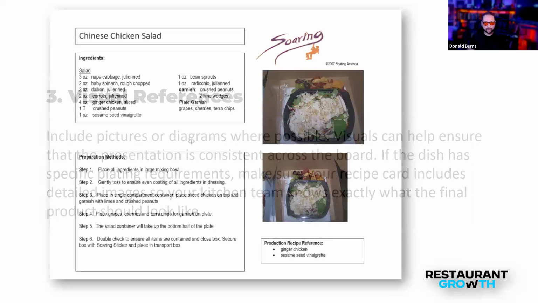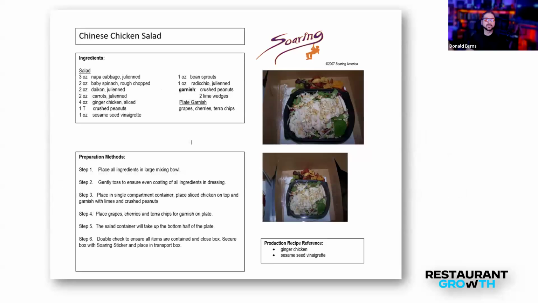Here's a great example of a plate spec, and this is included in the Food Cost Bootcamp. In the Food Cost Bootcamp, I'll give you all these templates. So this is what we call a plate spec. Basically it has the name of the item, has the ingredients on there. It also has the step-by-step preparation method. And then it goes even one step further and has a picture of what the dish looks like when it's completed.